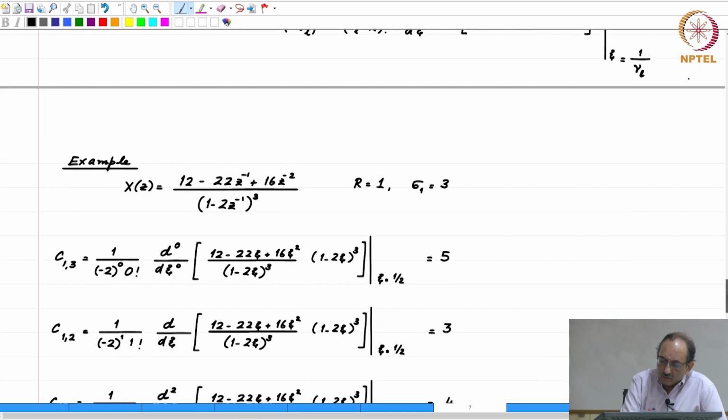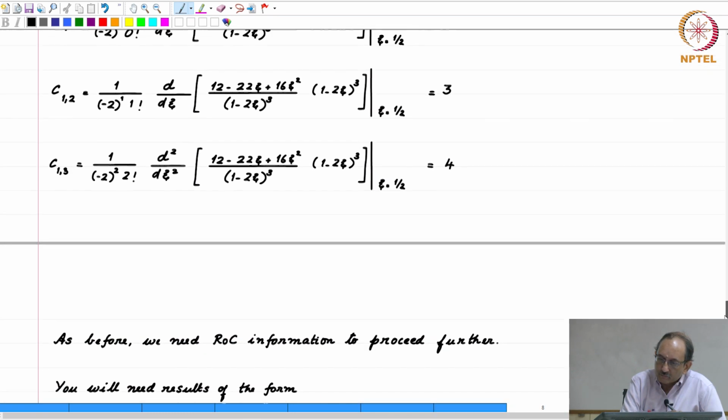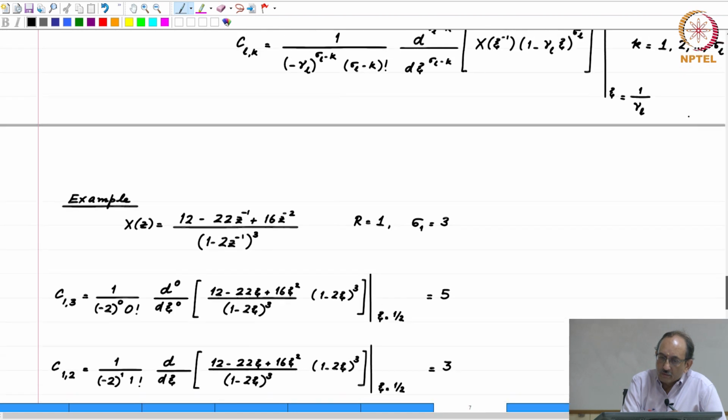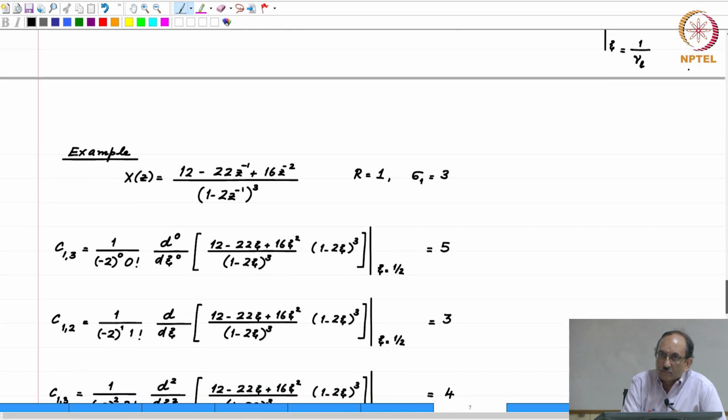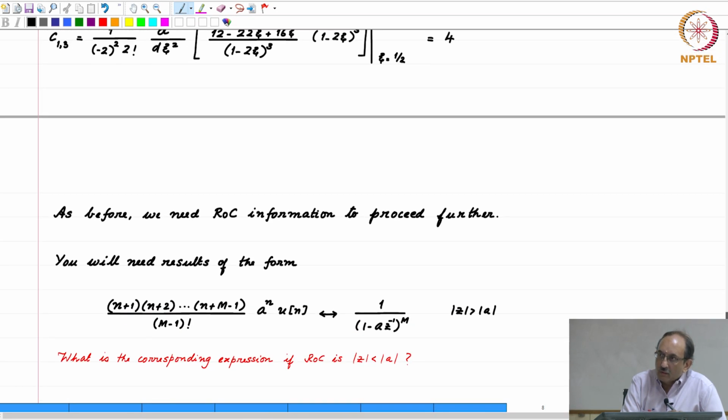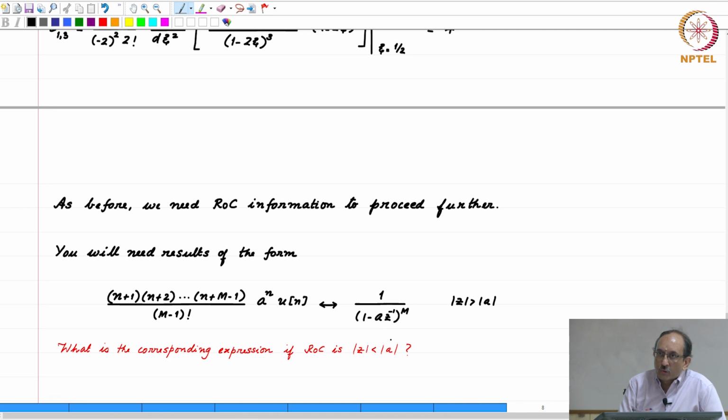And once you have found the residues, you still need to compute the inverse Z transform. And now we are talking about poles with multiplicities, therefore, you need to know the formulas for 1 by (1 minus A Z inverse) to the power m. Again, depending upon whether mod Z is greater than mod A or mod Z is less than mod A, the answer will change. So, the region of convergence will dictate what the left hand side will be.